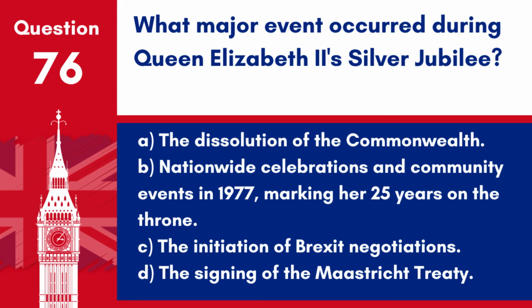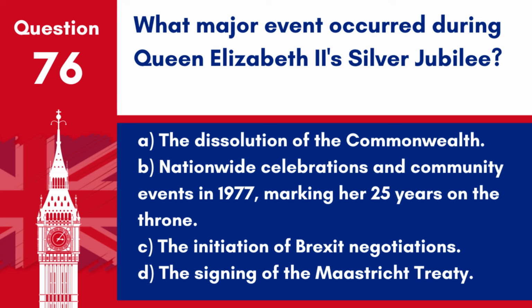Question 76. What major event occurred during Queen Elizabeth II's Silver Jubilee? A. The dissolution of the Commonwealth. B. Nationwide celebrations and community events in 1977, marking her 25 years on the throne. C. The initiation of Brexit negotiations. D. The signing of the Maastricht Treaty.